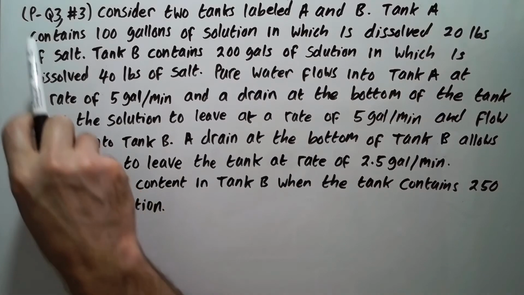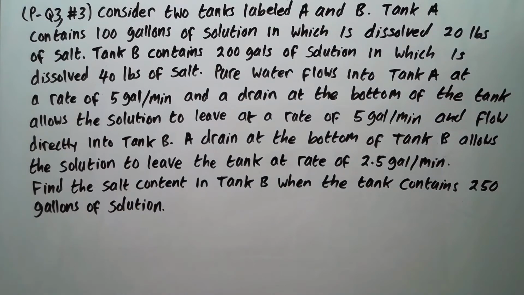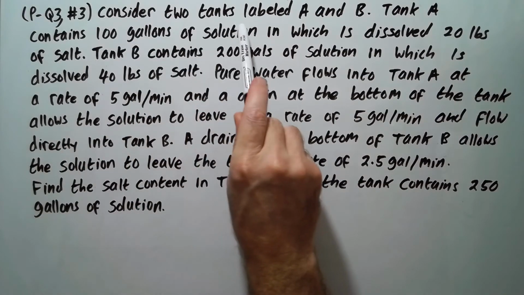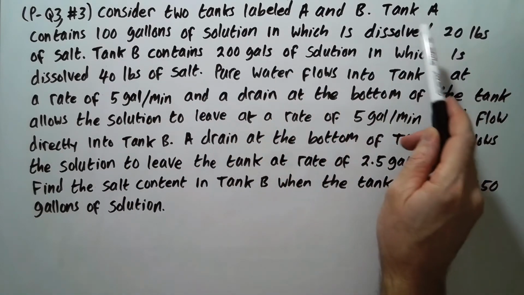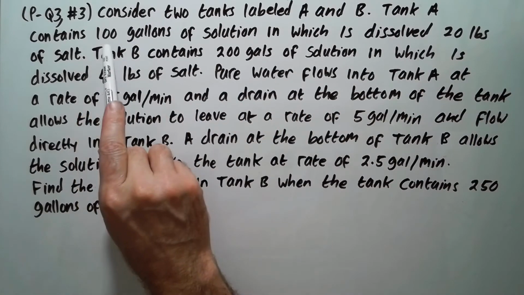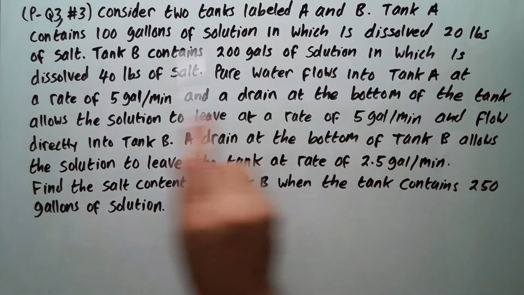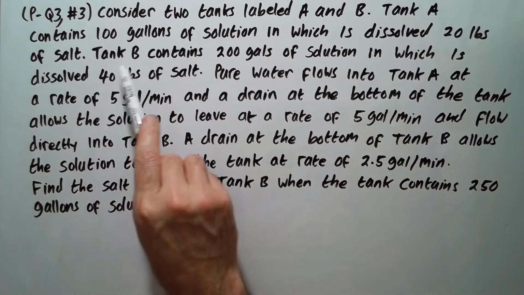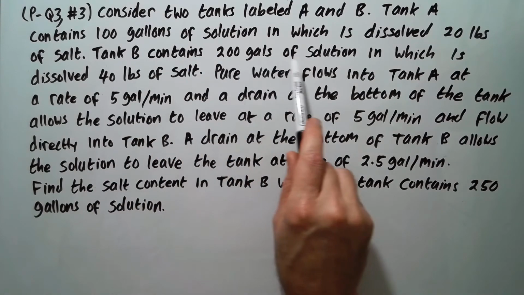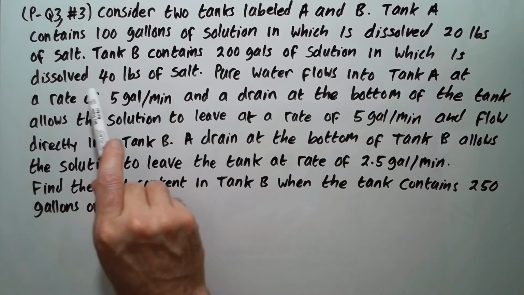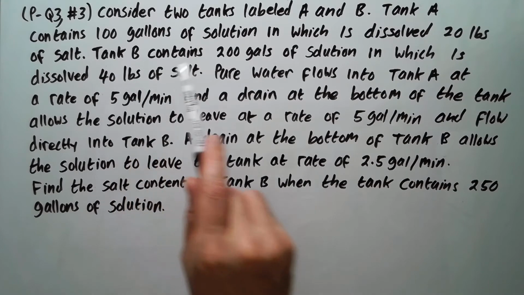Okay, so let's look at practice quiz 3, number 3. It says, consider two tanks labeled A and B. Tank A contains 100 gallons of solution in which is dissolved 20 pounds of salt. Tank B contains 200 gallons of solution in which is dissolved 40 pounds of salt.